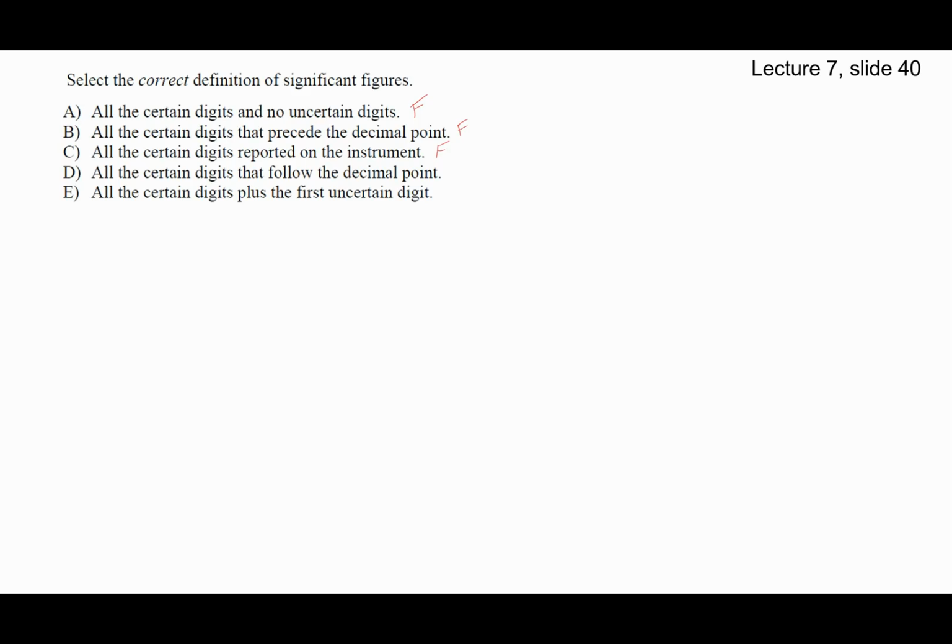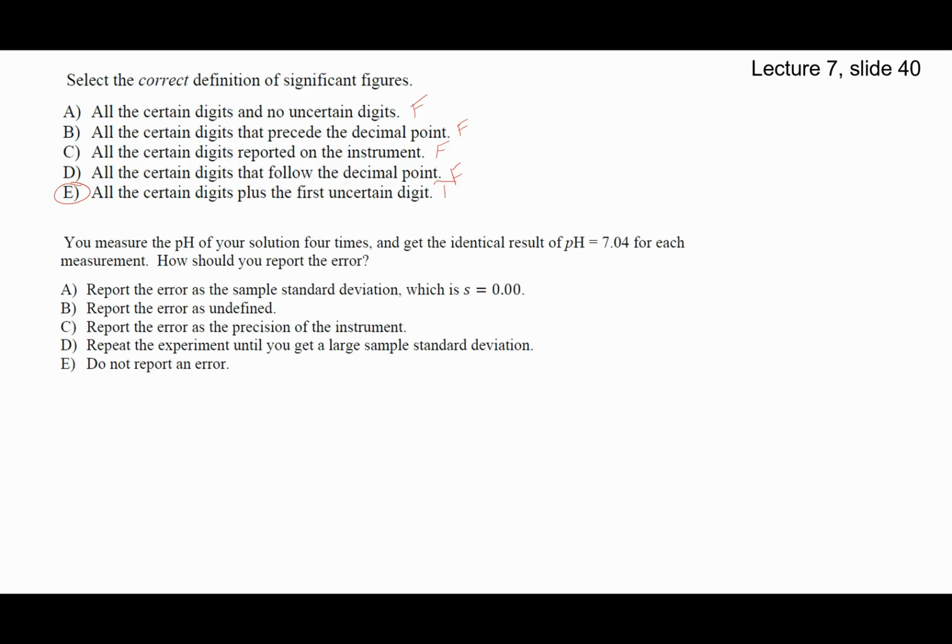So an instrument always reports everything as a certain digit except for the last one. It is uncertain. D, all the certain digits that follow the decimal point, of course, we'll have ones to the left as well, so totally false. And then lastly, hopefully this is true, E, all the certain digits plus one uncertain digit. Totally true. That's exactly what we want. The answer is E.